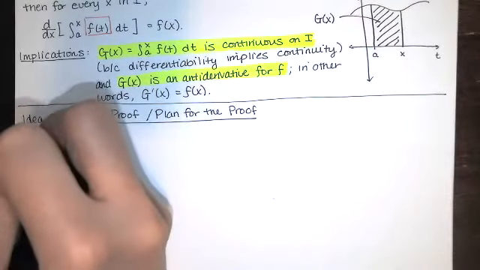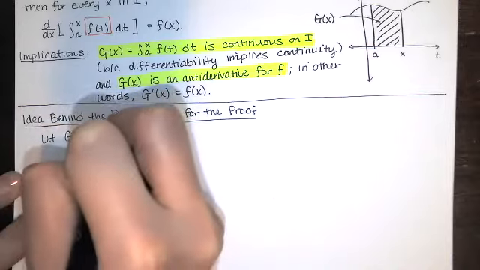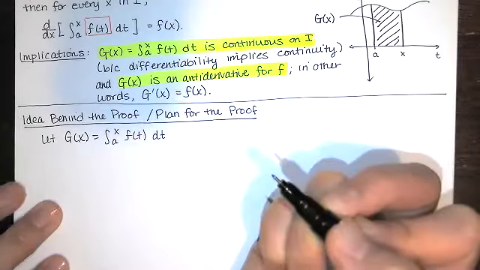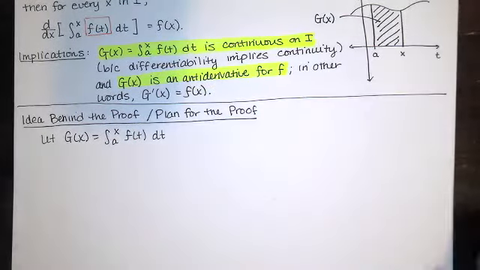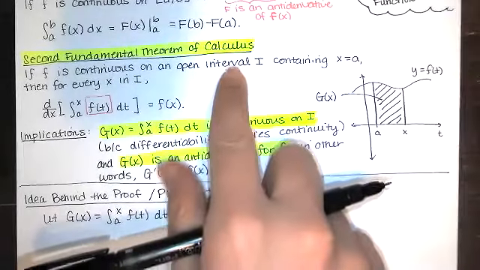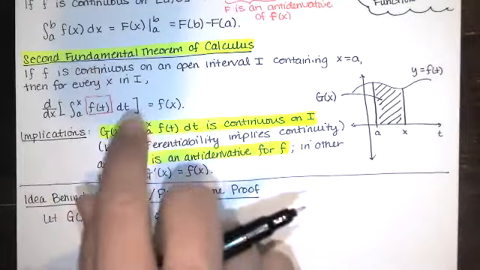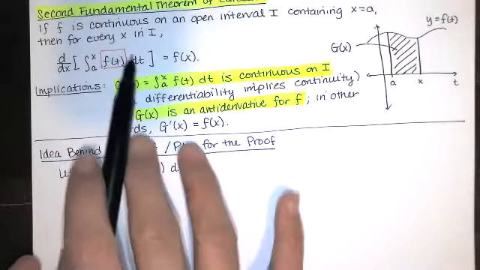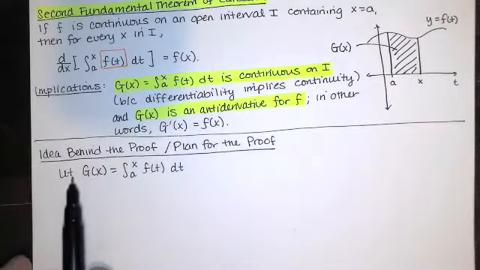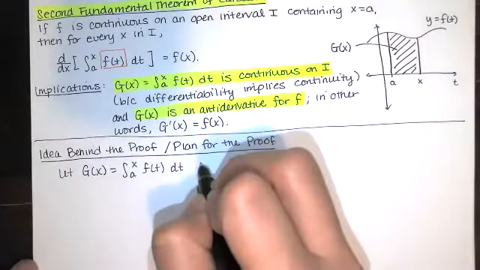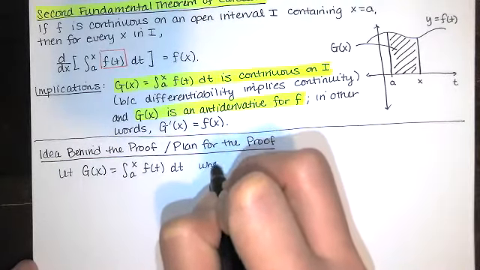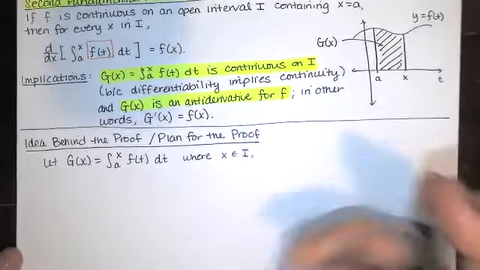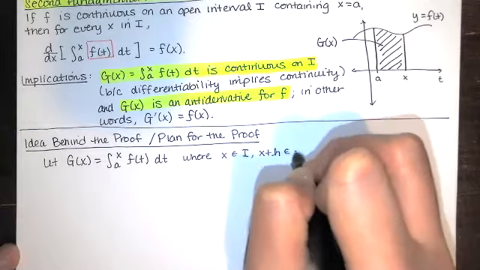So we're going to let g of x be that integral from a to x of f of t dt. And we're going to assume that x is in I, and it's that same I from the theorem. So our function f is continuous. We're on an open interval I. For every x in I, this is true. So we'll let g be this function, where x is in that interval I, the one that they talk about in the theorem, and x plus h is also in the interval I.